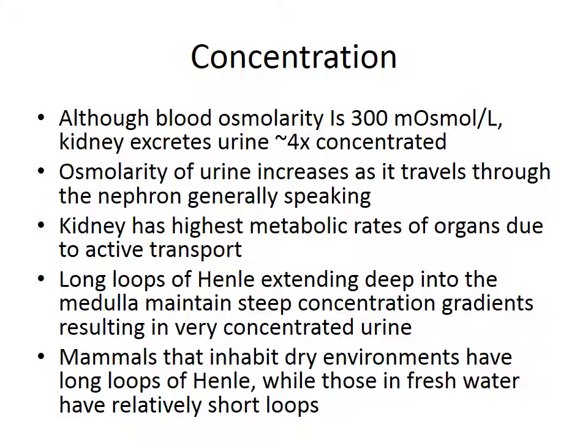Although blood osmolarity is 300 milliosmoles per liter, the kidney excretes urine, which is 4 times more concentrated. So the osmolarity of the urine increases as it travels through the nephron, generally speaking, except for the ascending loop of Henle. The kidney has the highest metabolic rate of organs due to active transport. The long loops of Henle extending deep into the medulla maintain steep concentration gradients, resulting in very concentrated urine. So mammals that inhabit dry environments have very long loops of Henle, but those that live in freshwater have relatively short loops of Henle.